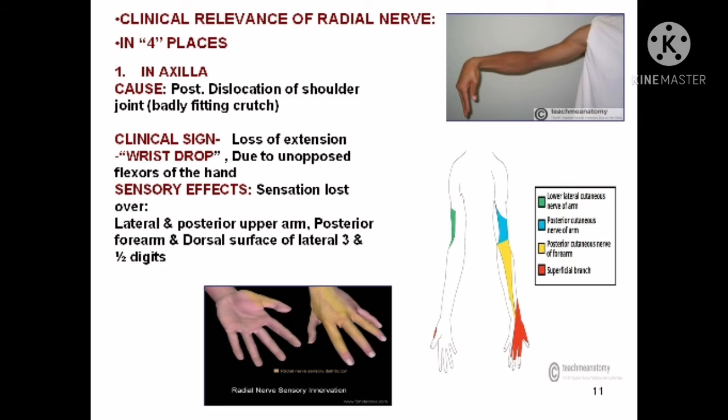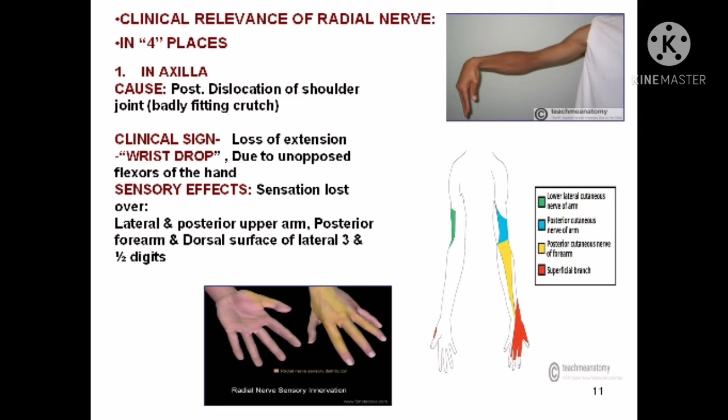The clinical relevance. The radial nerve can get damaged in 4 places. Number 1, in the axilla. The cause may be posterior dislocation of the shoulder joint or badly fitting crutches. The clinical sign will be loss of extension and there will be a drop of the hand at the wrist. This wrist drop is due to the unopposed flexors of the hand, which pull the hand towards flexion.